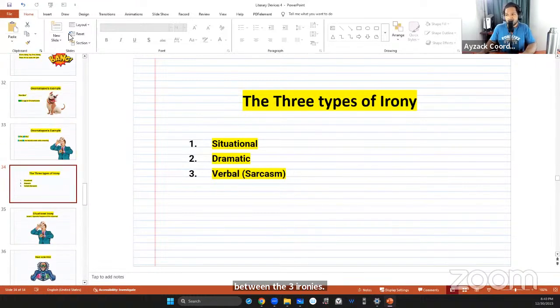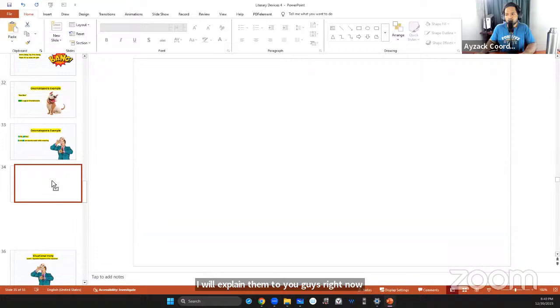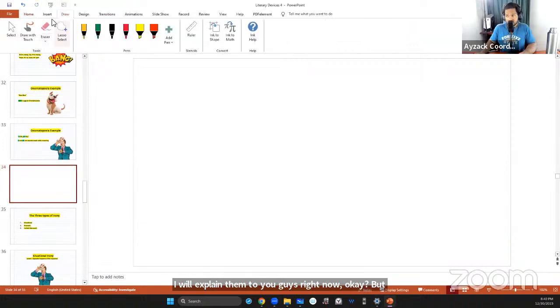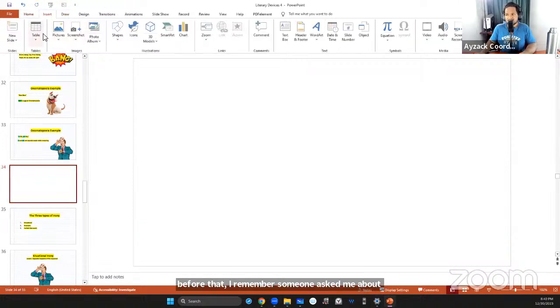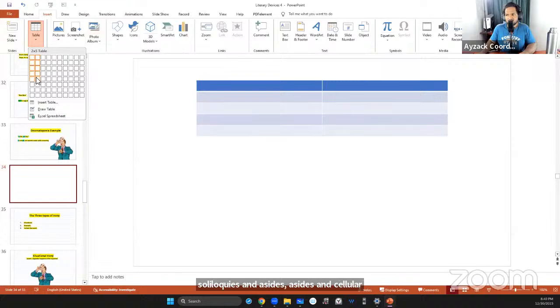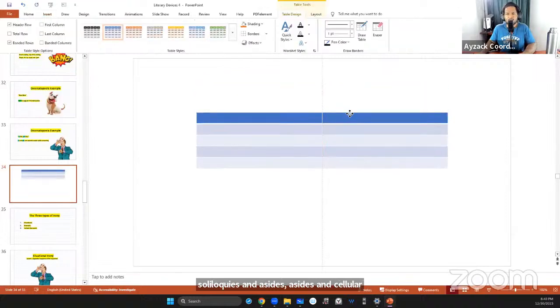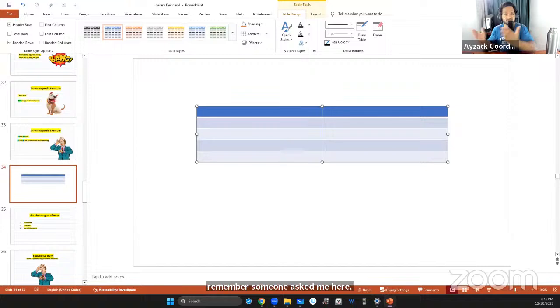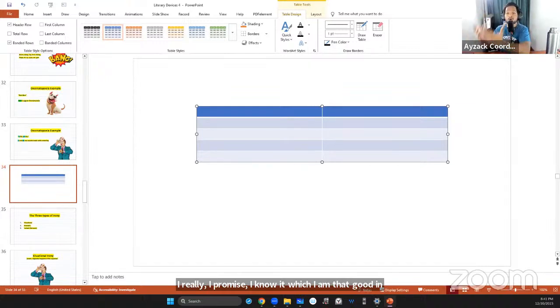But before that, I remember someone asked me about asides and soliloquies. So hell yes, I'll explain them right now to you guys, because Javed sir really knows literature. I promise, I know literature. I am that good in the sense I don't even need the note. I am a walking note of literature.